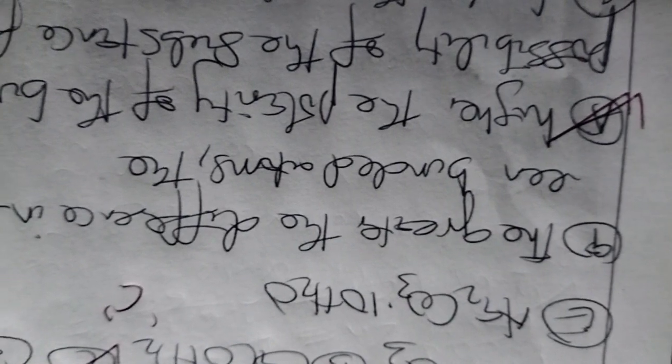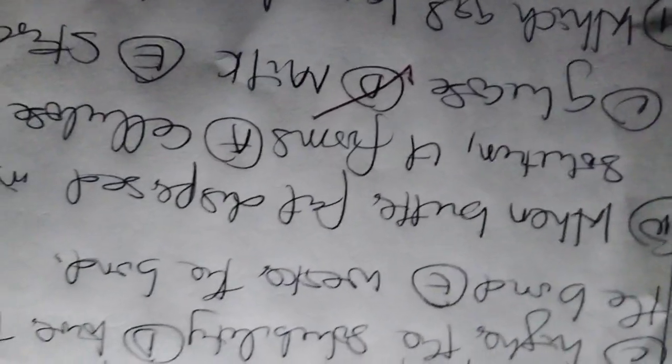Number 9. The greater the difference in electronegativity between bonded atoms, the higher the polarity of the bond. That's the answer to number 9. The greater the difference in the electronegativity between bonded atoms, the higher the polarity of the bond. So number 9 is A.